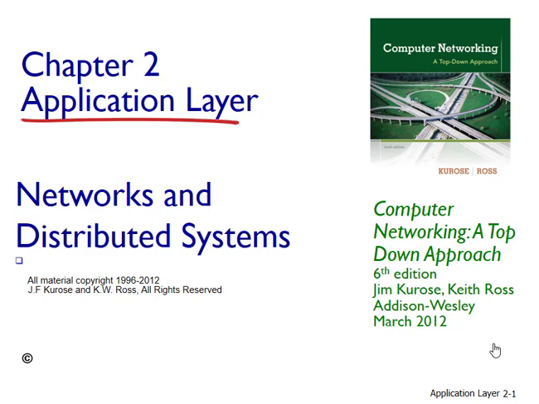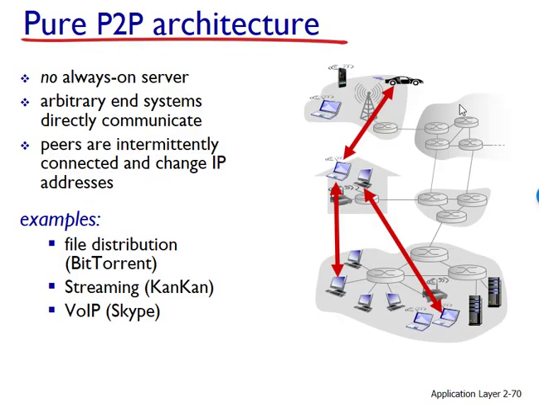Okay, it's time for Lesson 11 in our examination of the application layer, part of our course, Networks and Distributed Systems, based on the text Computer Networking, a Top-Down Approach by Jim Kurose and Keith Ross. Let's proceed. The applications we have discussed in this unit so far, including the web, email, and DNS, all use client-server architectures with significant reliance on always-on infrastructure servers.